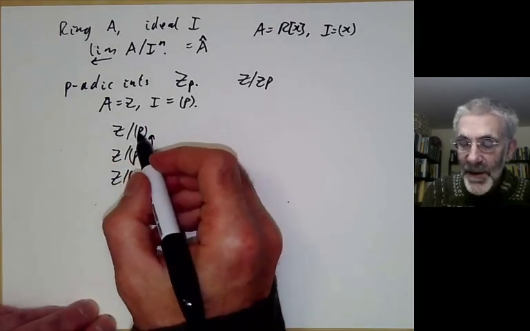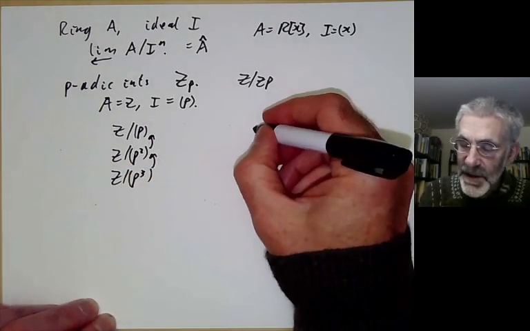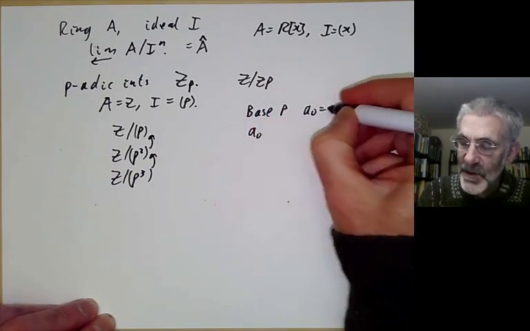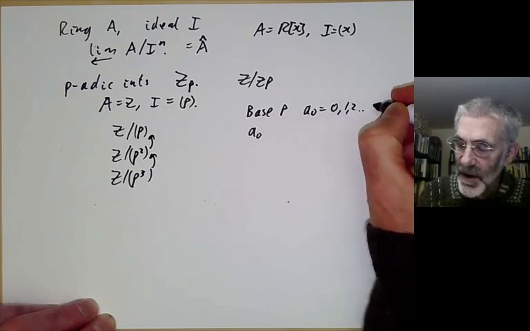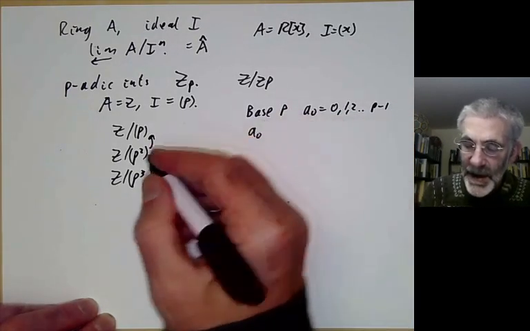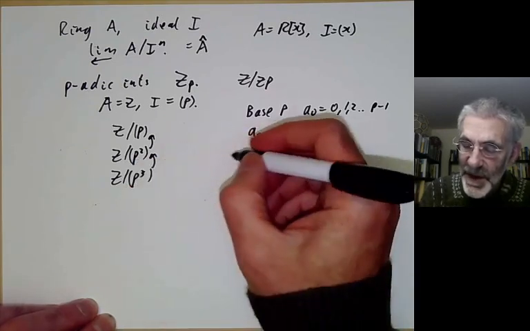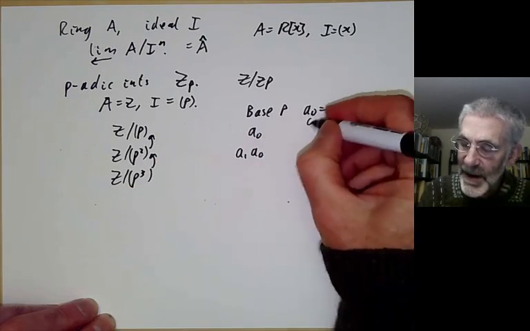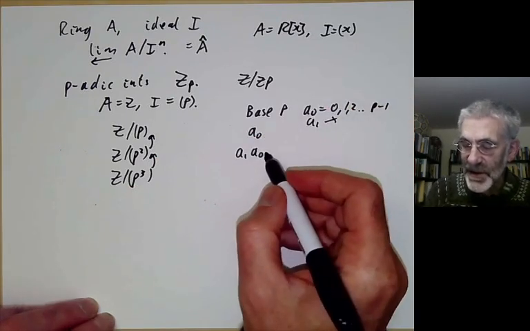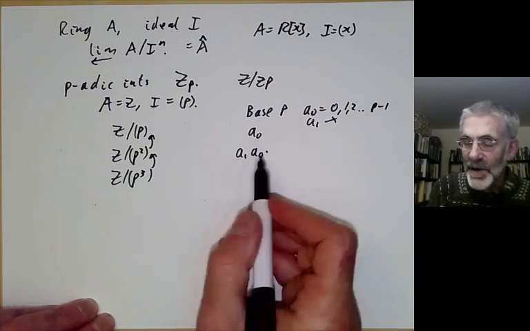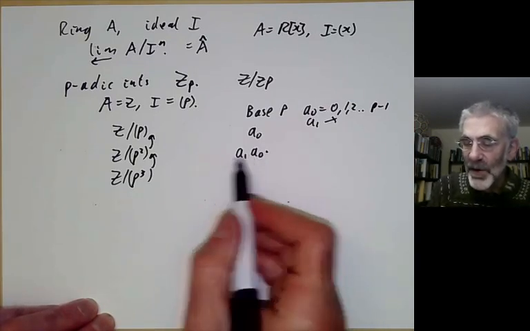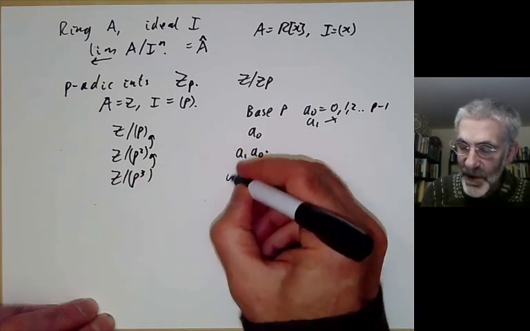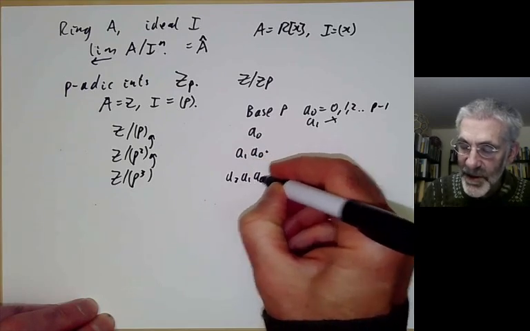So an element of Z mod p, let's write it as a number, except we're going to write it as a number in base p. So a0 is equal to 0, 1, 2 up to p minus 1. And an element of Z modulo p squared we can write as a base p number, a1 a0, where a1 is again one of these numbers. So we think of this as being an integer written in base p, except we only bother with the two lowest terms of it. And Z modulo p cubed, we're going to get a2 a1 a0.